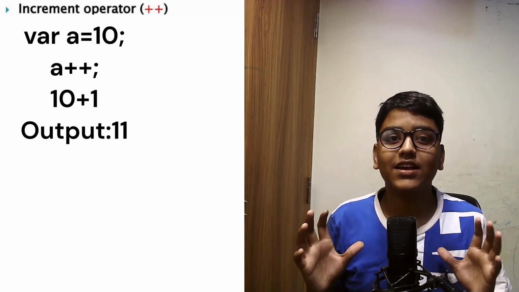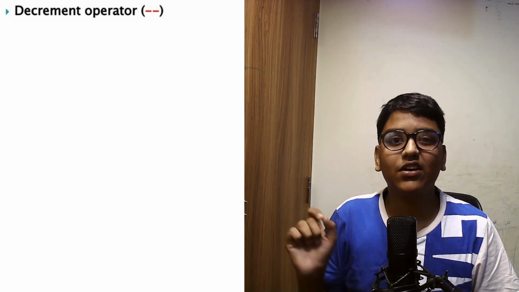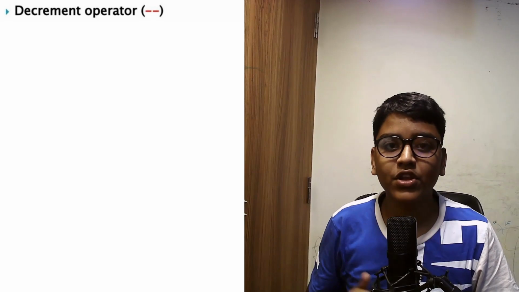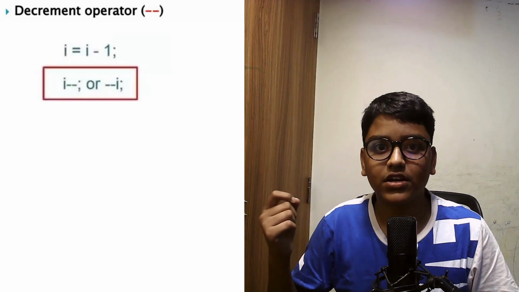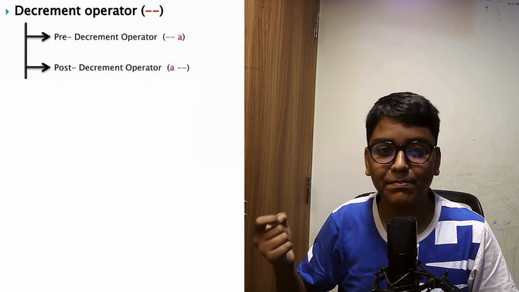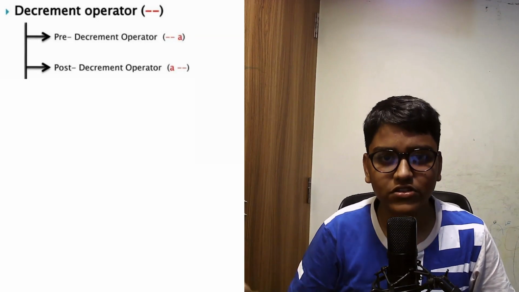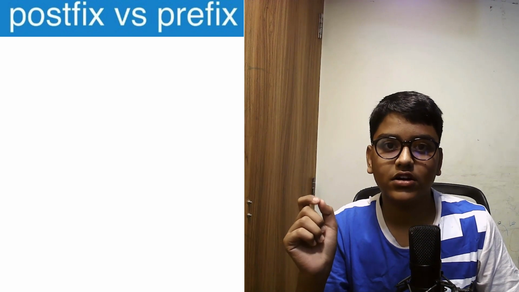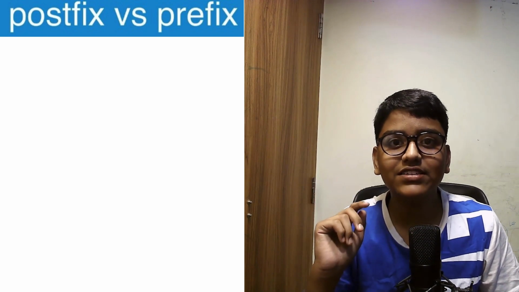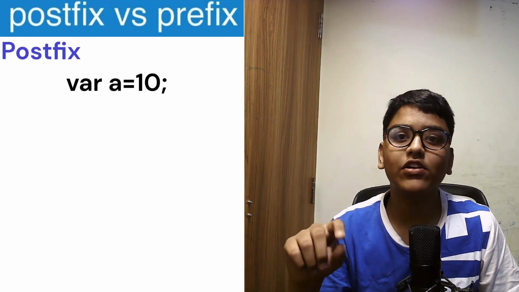So friends, similarly, if we use decrement operator, what happens is number 1 gets subtracted from whatever value we have provided to our variable. Now over here the symbol of increment operator is plus plus, and the symbol of decrement operator is minus minus, that is the subtraction symbol and the addition symbol. Now what about their two types, which are postfix and prefix? So friends, let's take an example to understand this. So over here friends, let's take a variable A, and assign it a value of 10.